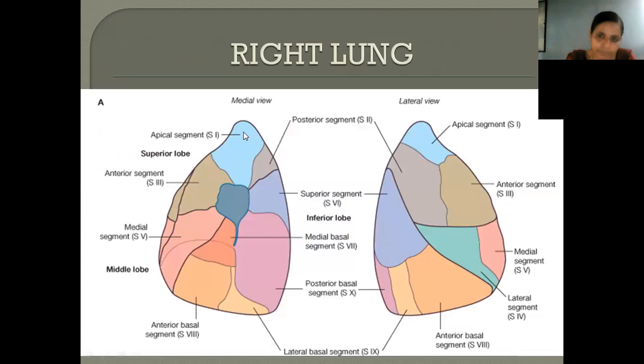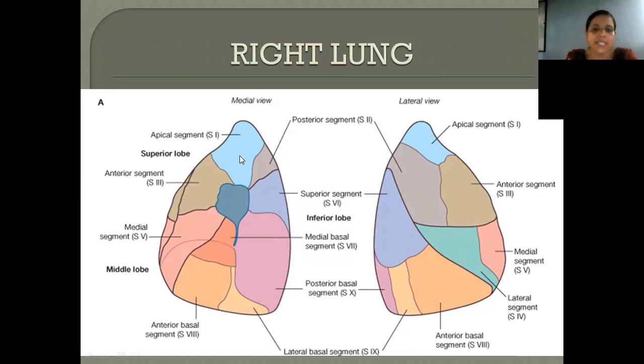Here we are looking at the right and left lung; the right lung is seen from two different views. The right lung has 10 bronchopulmonary segments, and the left lung also has 10 bronchopulmonary segments. That means a tertiary bronchus is going and aerating each of these segments. These are anatomically separate segments, as though you have 10 rooms with walls separating them.